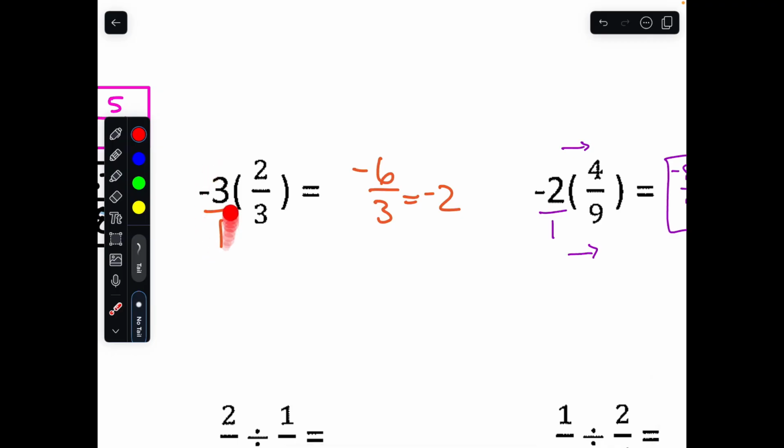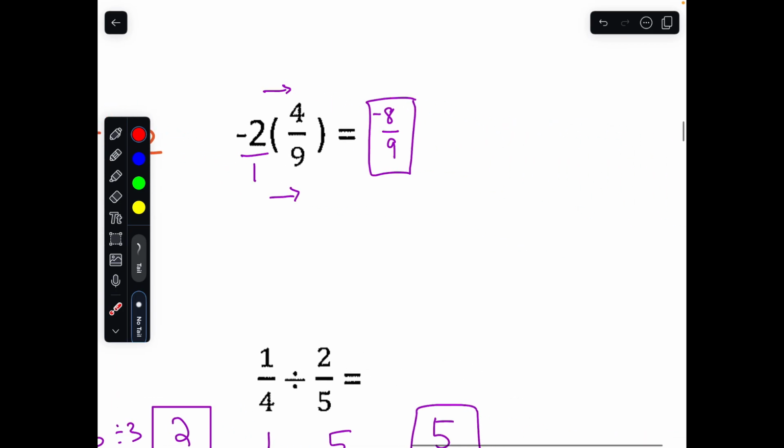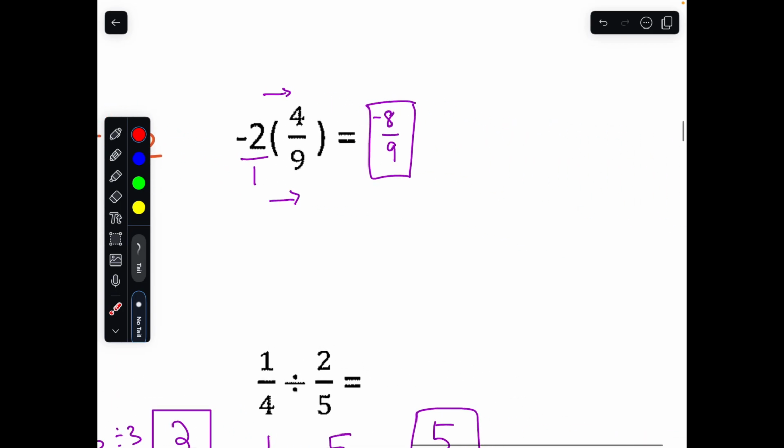When I'm multiplying a whole number to a fraction, I just can make it a fraction, and we multiply straight across, getting negative 6 over 3, which reduces to a whole number of negative 2. Here we go with this one, no reducing necessary.